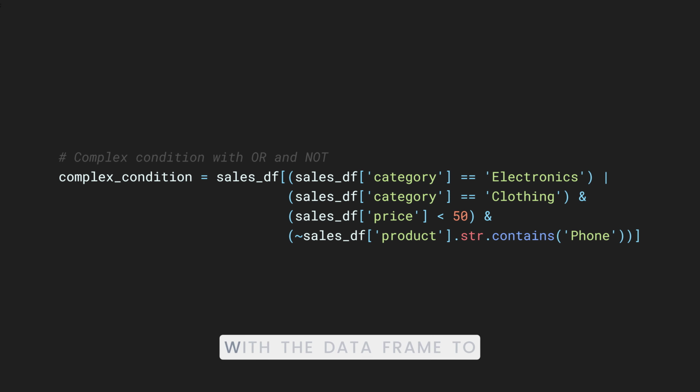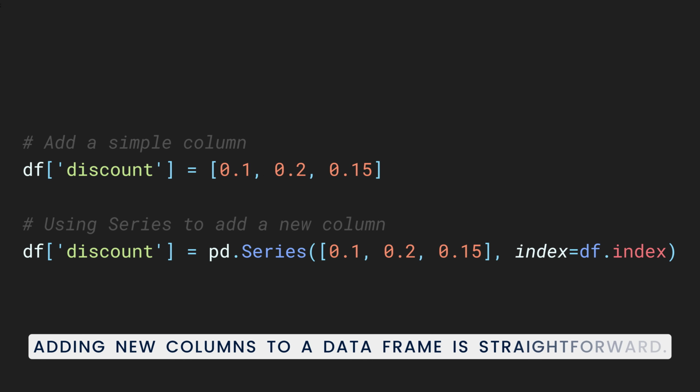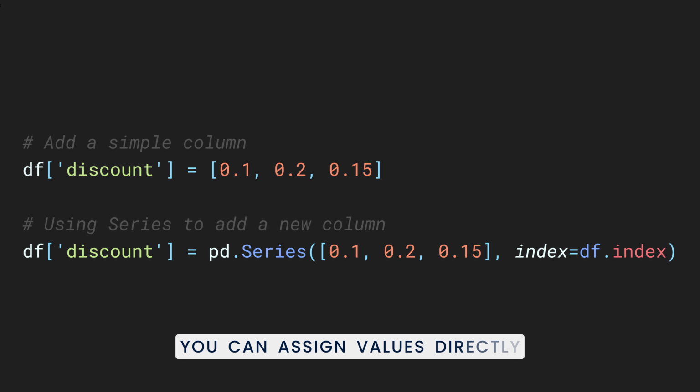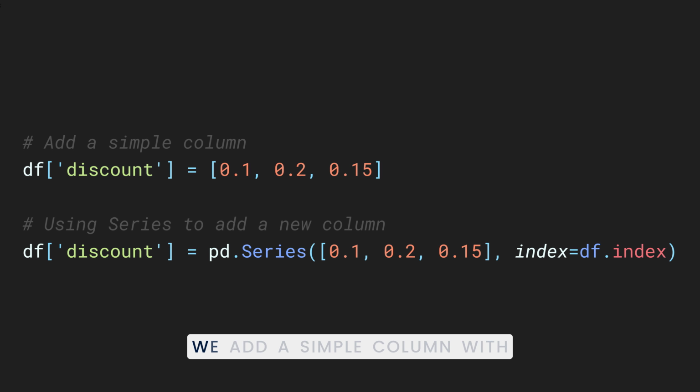Next, we will work with the data frame to add new columns and rename existing ones. Adding new columns to a data frame is straightforward. You can assign values directly to a new column name using the dictionary-like syntax. If the column name doesn't exist, Pandas creates a new column. In the first example, we add a simple column with a list of values.